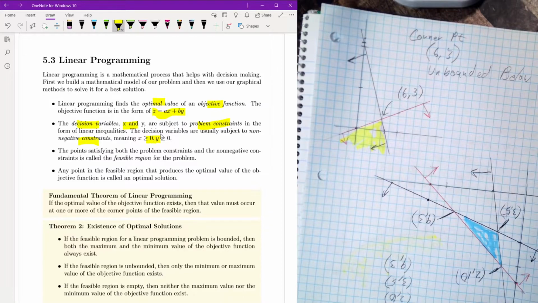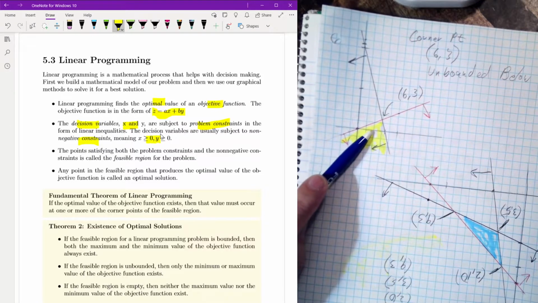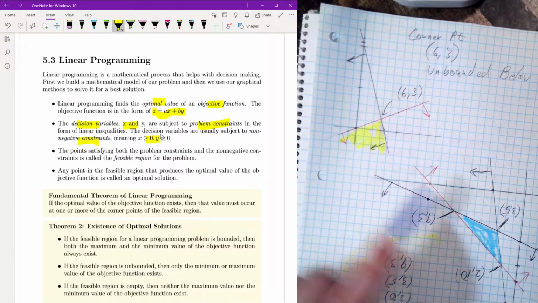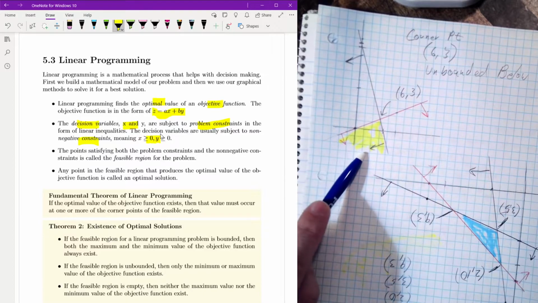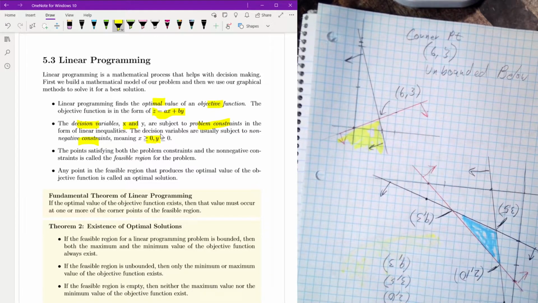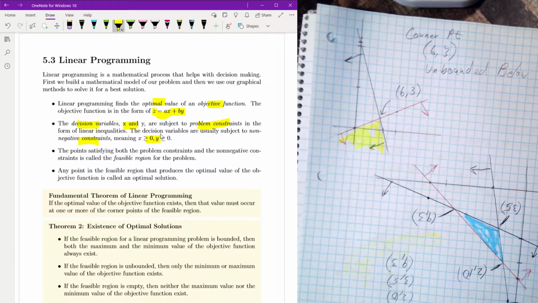Points satisfying both the problem constraints and the non-negative constraints are called the feasible region. Previously, and I'm just pointing at the graphs now, the feasible regions were the shaded zones. Those are the feasible regions. This one is unbounded below, and this is a bounded region. This graph is upside down, but it doesn't matter for our purposes right now. And that is the feasible region. Any point in the feasible region that produces the optimal value of the objective is called the optimal solution. In a little bit it'll become clear what some of these things are, and it's not actually that hard to find them. The trick is working through word problems, understanding what is what.